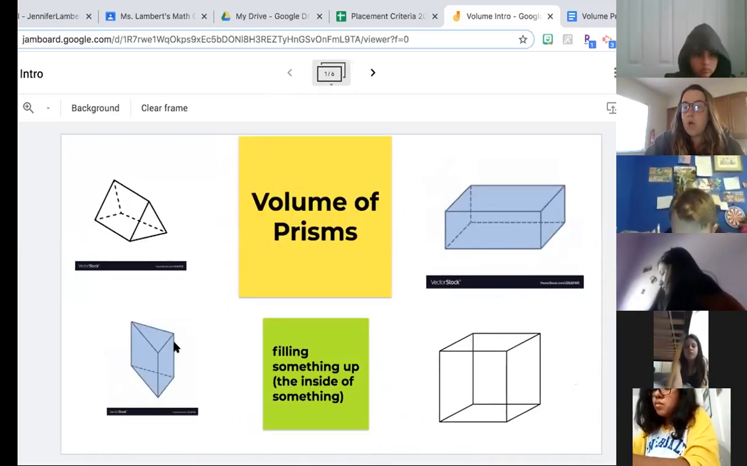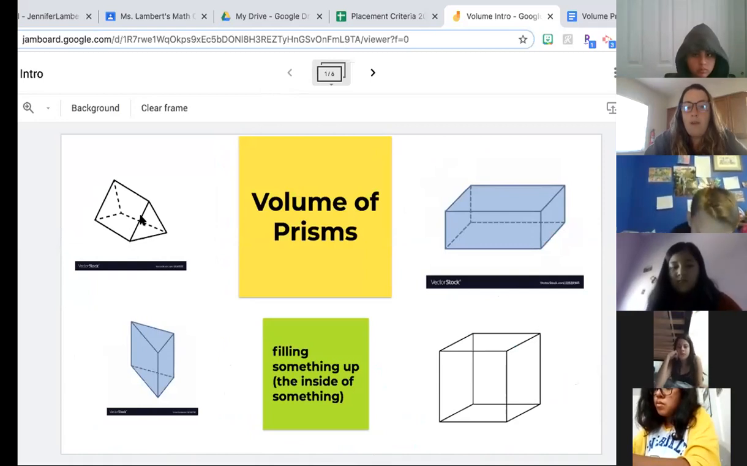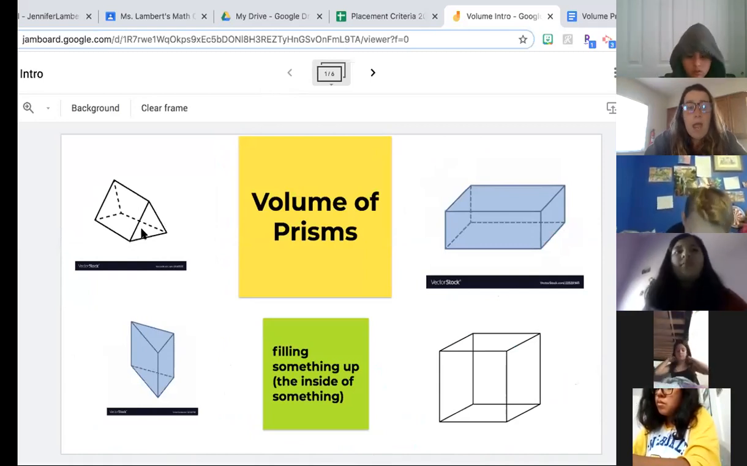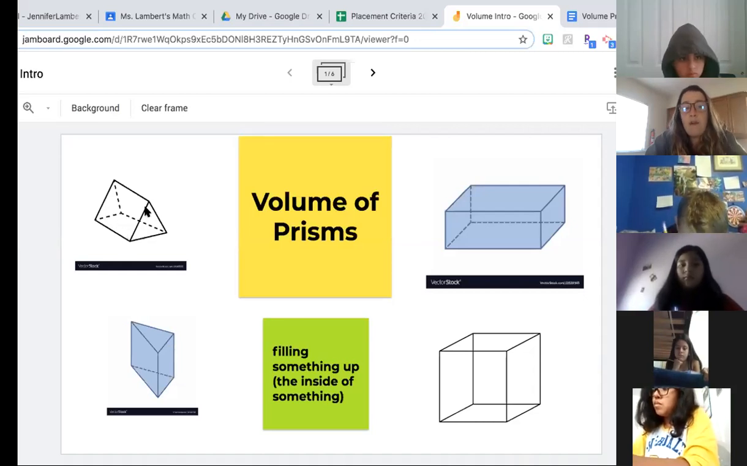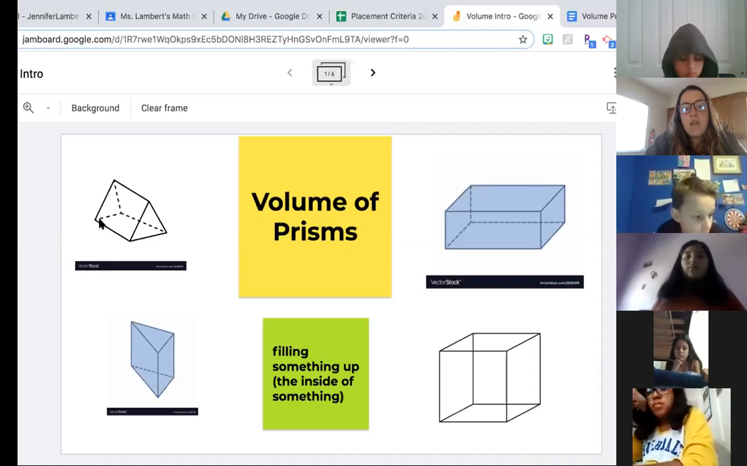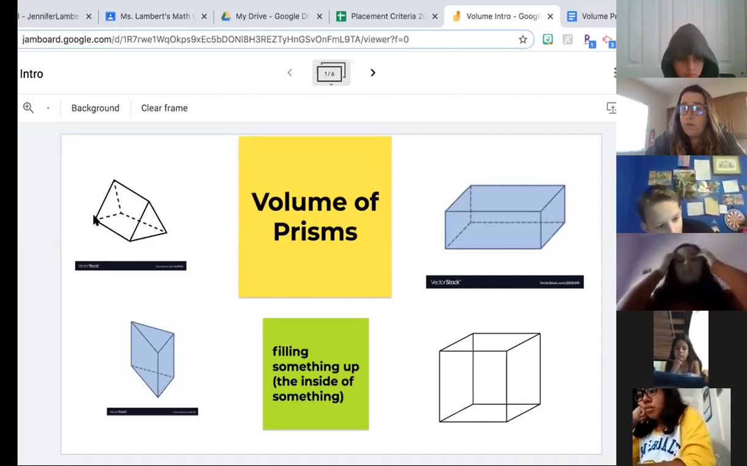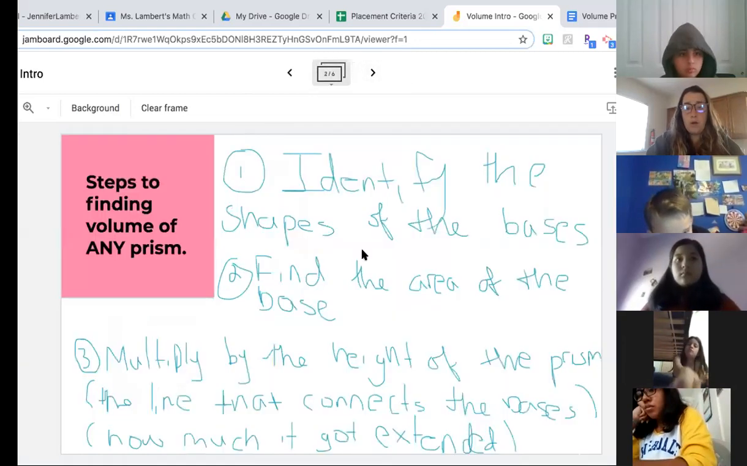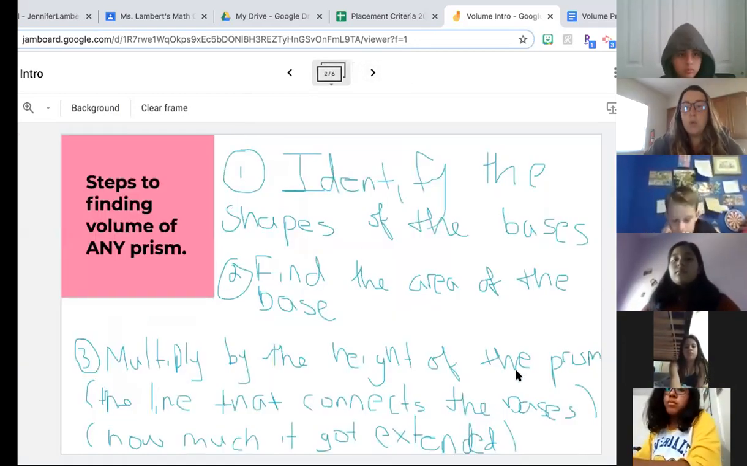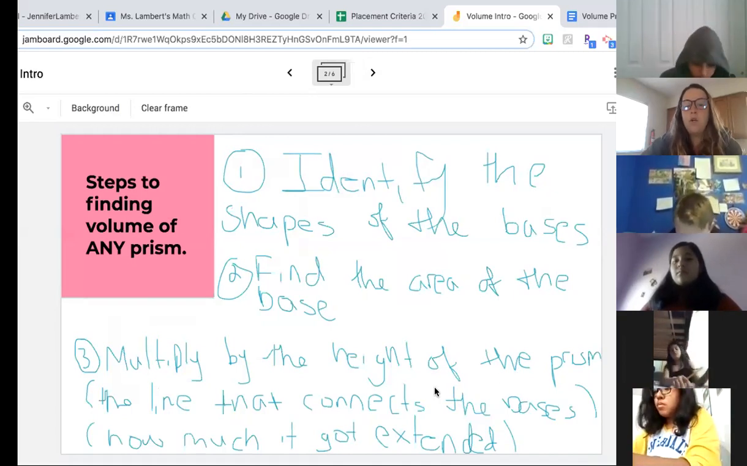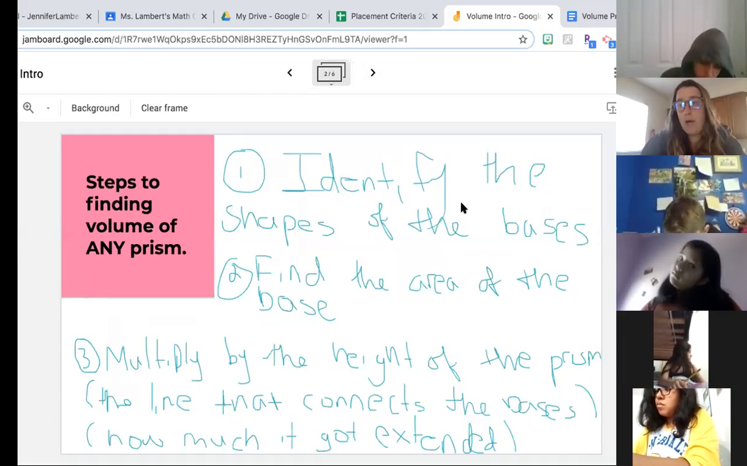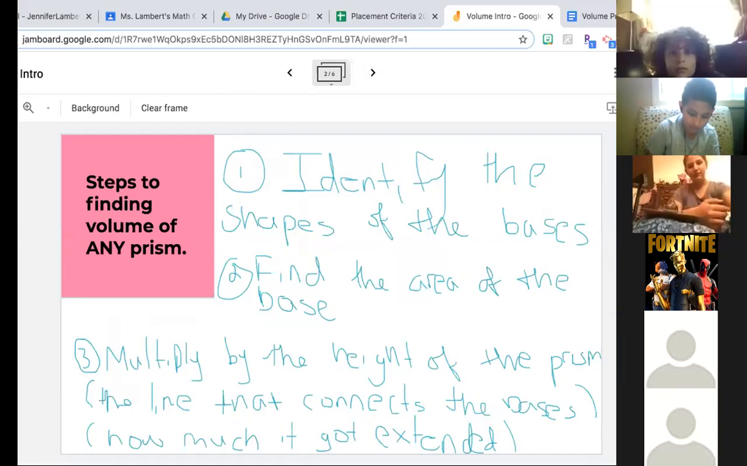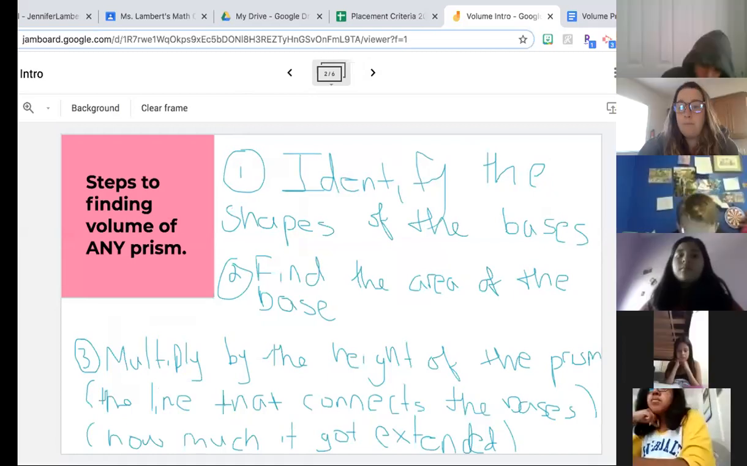So if I was looking at this triangular prism, either one of them, I would find the area of the triangle, and then the height of the prism would be this line. That's how much it got extended out. Or if I looked here, I'd find the area still of the triangle, and then this line here connects the two of them, okay? So I'll leave it on here for another second if you needed that. So whichever one of those phrases that you like to think about. So we figure out what shape is the base, find the area of that base, and then you just multiply by the line that connects them.